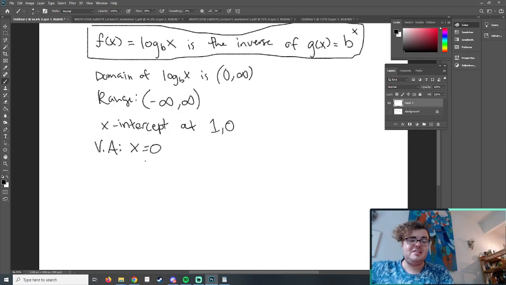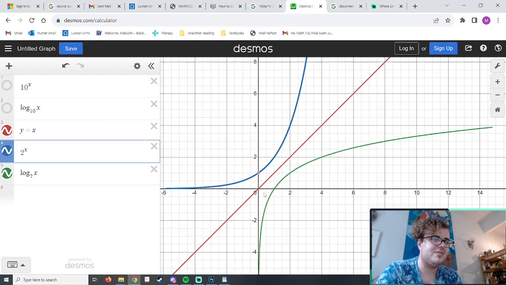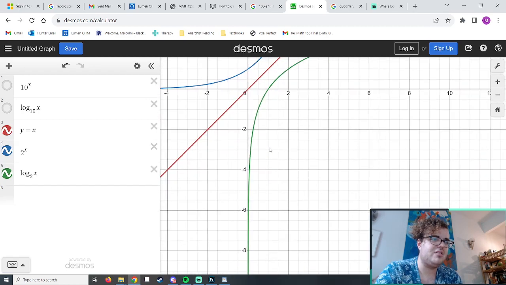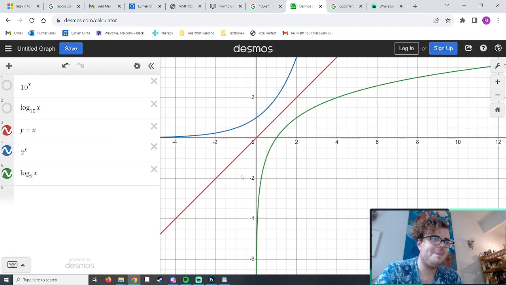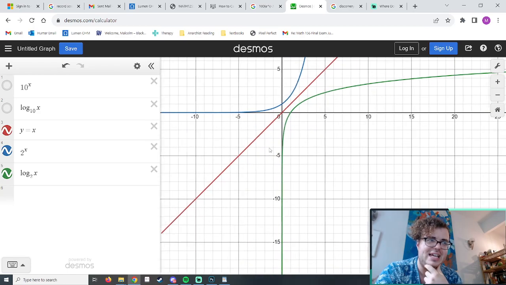This makes sense because if you ask the question, what power can I raise 10 to get 0? There isn't an answer. There's no power you can raise 10 to that makes it 0. If you raise 10 to the 0, remember you get 1, not 0. And so, because there's no answer to the question, what power do I raise 10 or 2 to get 0, you can see this green function here, our logarithm, has a vertical asymptote at x equals 0, and at 0, it's undefined.